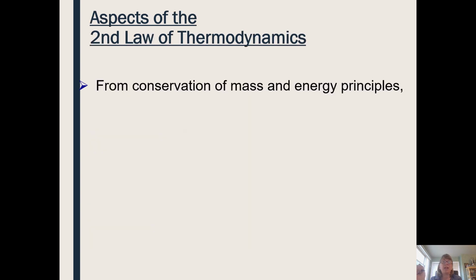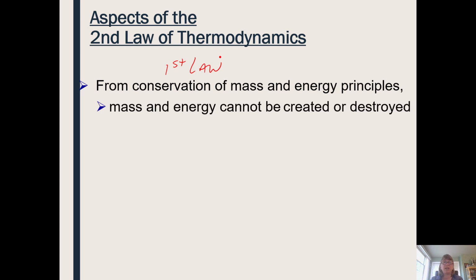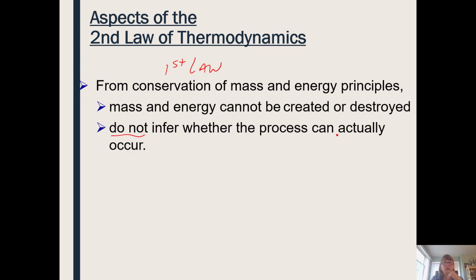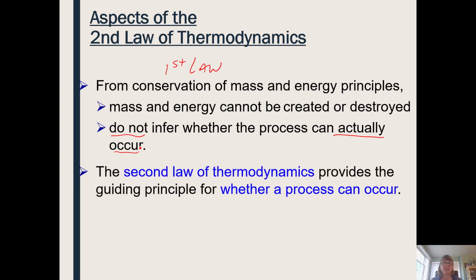One thing that we have talked about so far is the conservation of mass and energy. When we look at this, this is our first law of thermo. And when we consider that, mass cannot be created or destroyed. It does not tell us whether a process can actually occur. It just tells us how much energy can be produced in the process, or needed in the process, but it doesn't tell us if it can actually occur. That's where the second law comes in.